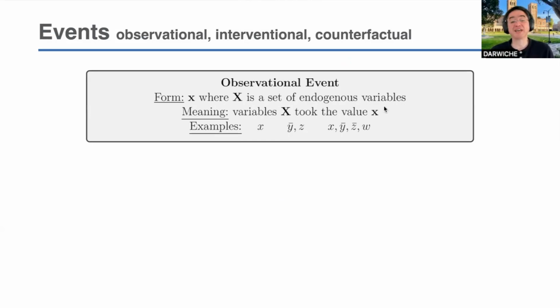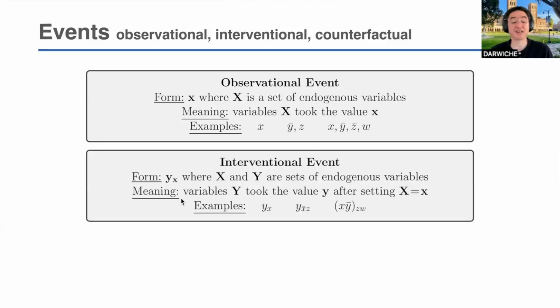So we talk about observational events. An observational event has the following form. You have some variables that are endogenous, and I have a value for them, and that is basically what an observational event is. It means that these variables, we observe them to take that value. These are examples of observational events. X is true. Another observational event is Y is false and Z is true. And here's another observational event, right? X is true, Y is false, and so on.